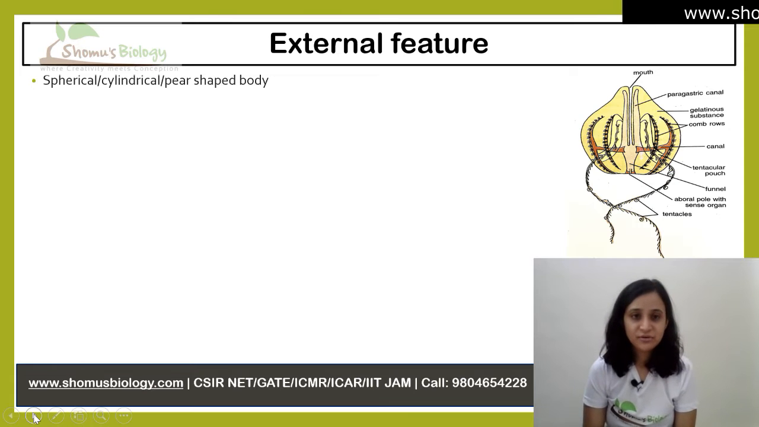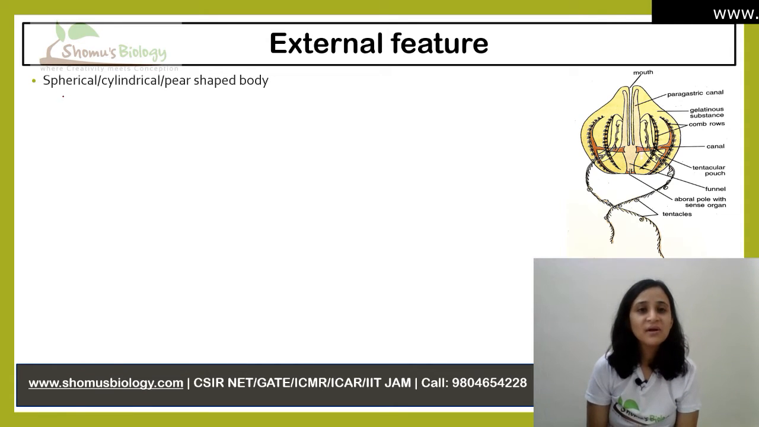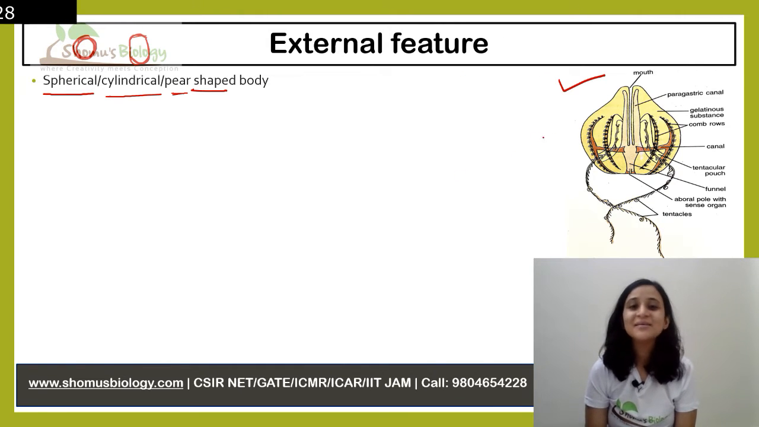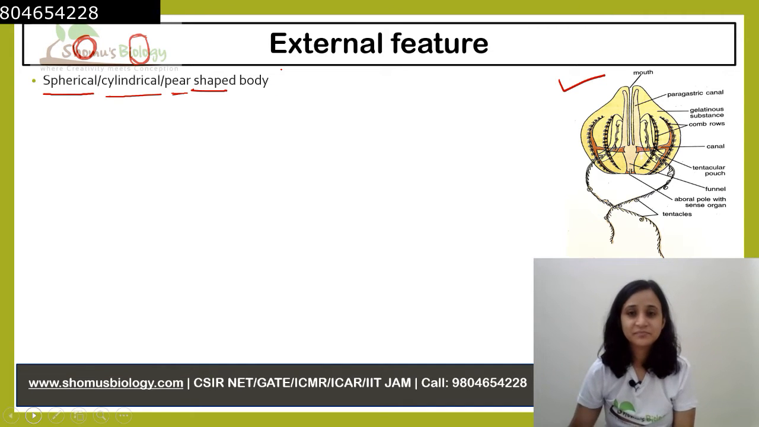Now the external features. First is the shape. Their shape is either spherical, like this, otherwise cylindrical, like that, or a pear-shaped body. Pear-shaped is this one. So they are either spherical, cylindrical, or pear-shaped.